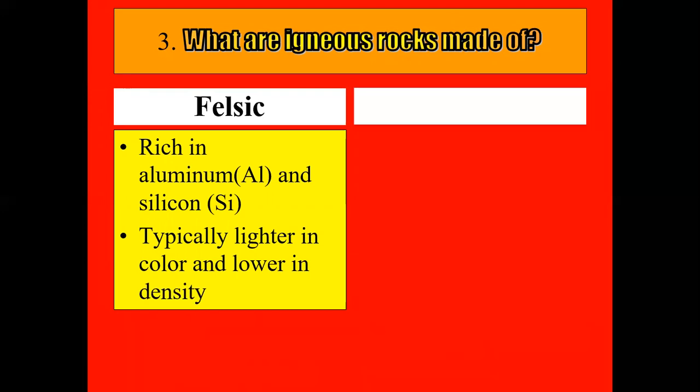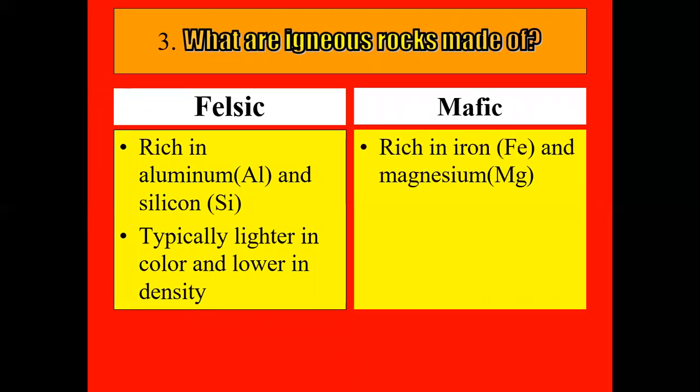On the opposite side, you have mafic. I love mafic. I just like saying the word mafic. Mafic rocks are rich in iron and magnesium, and they are typically darker in color and higher in density. So again, it's a flip-flop, and this is part of their composition, what they're made of. You'll see in a second how we can use the reference tables to figure this out. Give you guys a second to write that down while I take a sip of water.